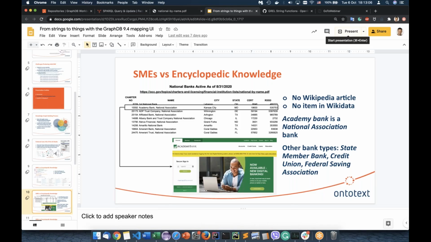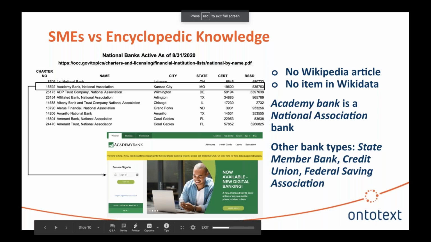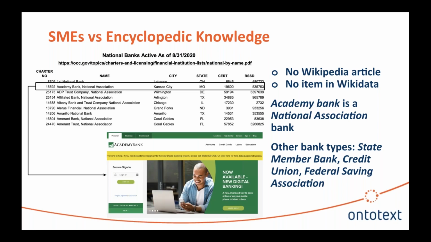So moving back to the slides, the very first thing which appears here is that I take one arbitrary bank like Academy Bank, which is a national association, and there is no Wikipedia article or item in Wikidata or DBpedia. Okay, it might be hard to believe, but there seem to be many banks which do not exist in Wikidata and the public sources. And the other thing we know, because we are experts in this domain, is that this is a national association bank.